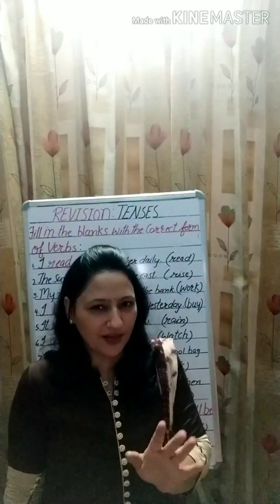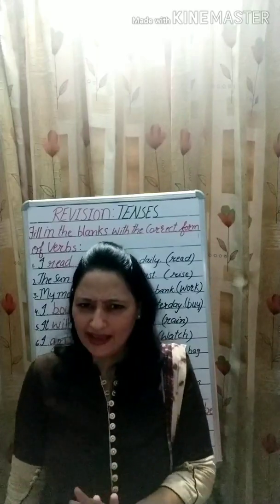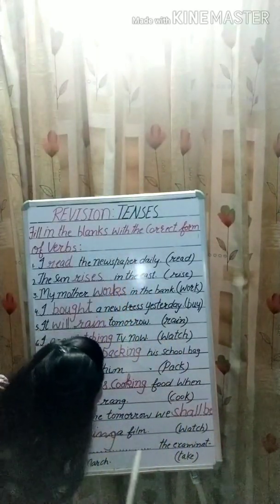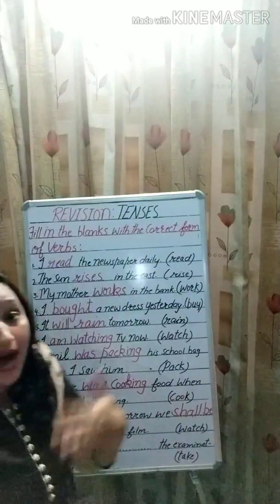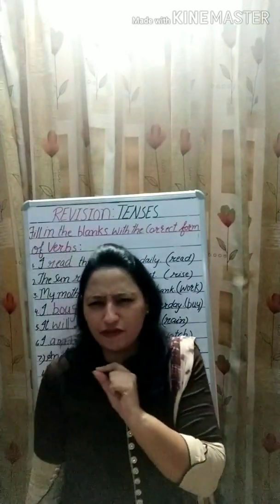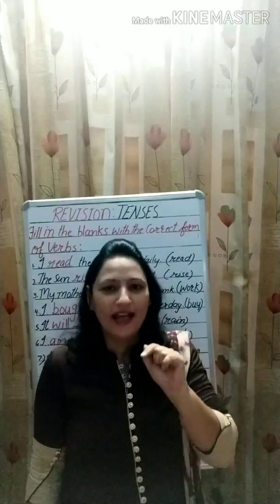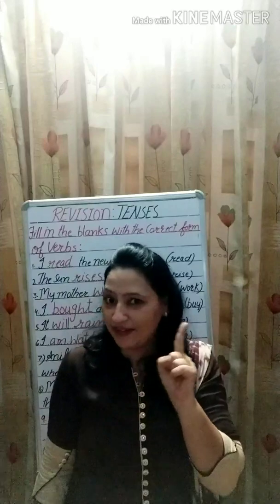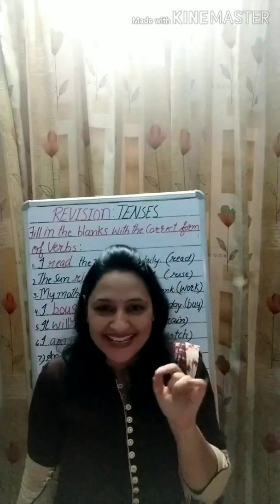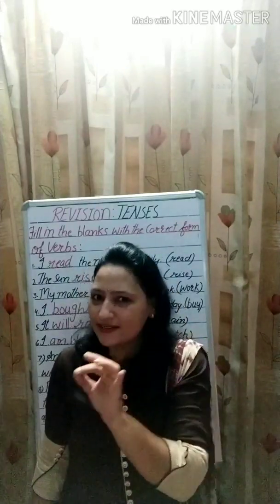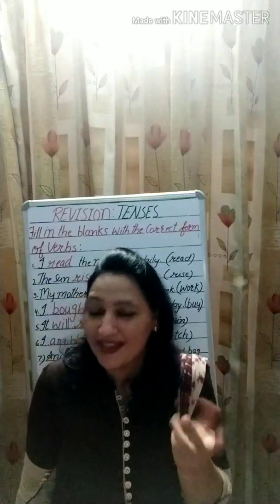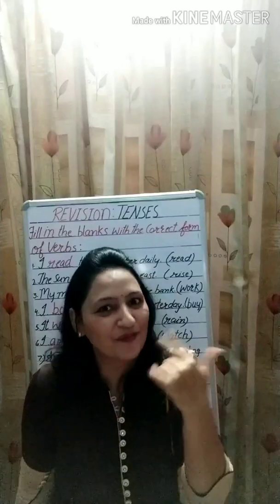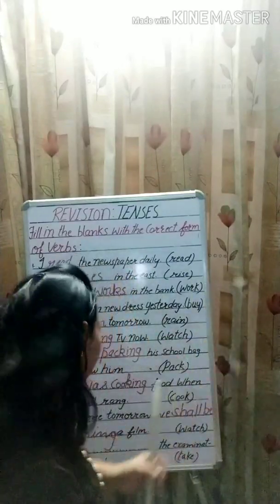Now the last one. It's your turn. Now you have to guess the answer. He dash the examination in March. I'm going to give you a hint. Action will be going on at a particular point of time in the future. So it is future continuous tense. And we use, hurry up, shall be or will be. And one more thing, ing form of verb. So let us fill this blank.